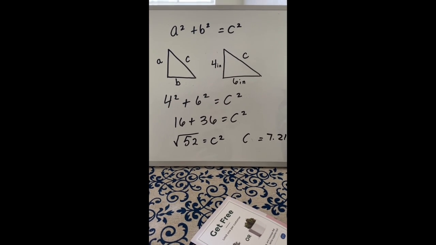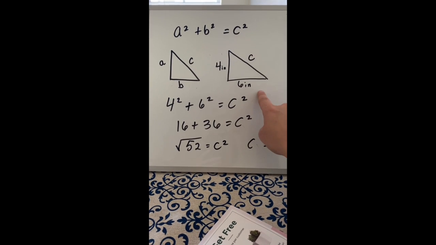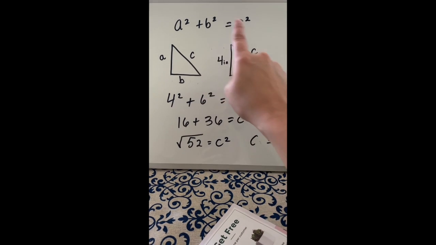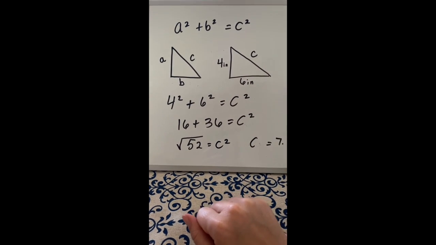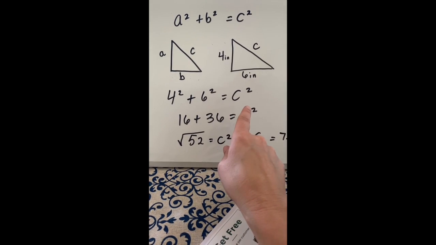But anyways, in the example here, I know that one of my legs is 4 inches, the other leg is 6 inches, and if I plug that information into this formula, I'll be able to find C. So all you got to do is plug it in. 4 squared plus 6 squared equals C squared.